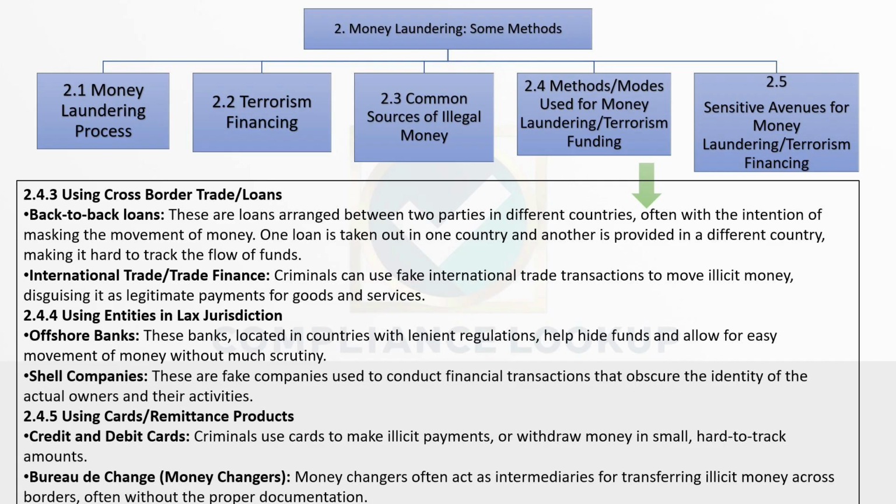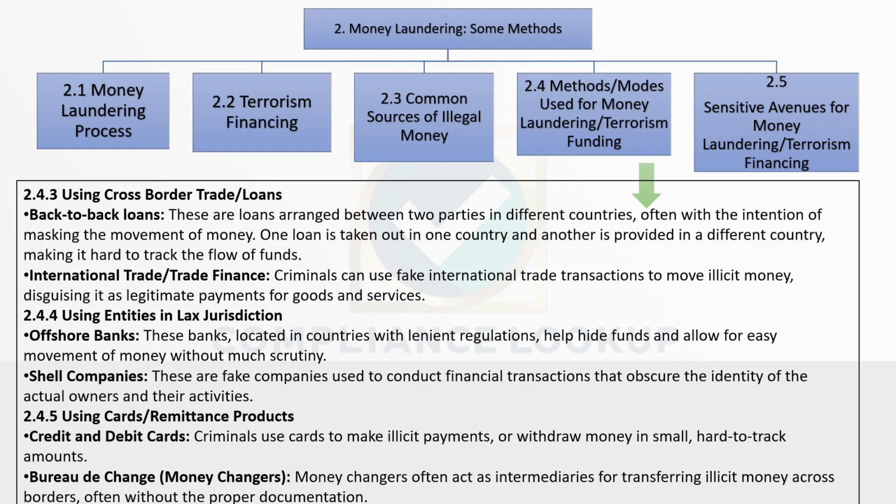International trade and trade finance. Criminals can exploit international trade transactions to launder money by falsifying the value, quantity, or existence of goods and services. By over or under invoicing trade shipments, they disguise illicit money as legitimate payments. This method often involves trade based money laundering, where false invoices or misrepresentation of the goods value allow money to be moved across borders under the guise of legitimate business.